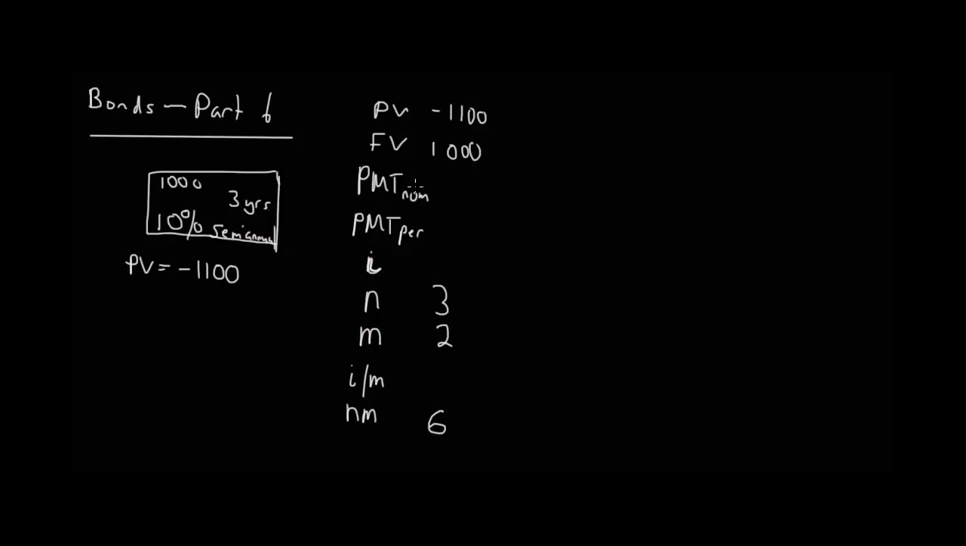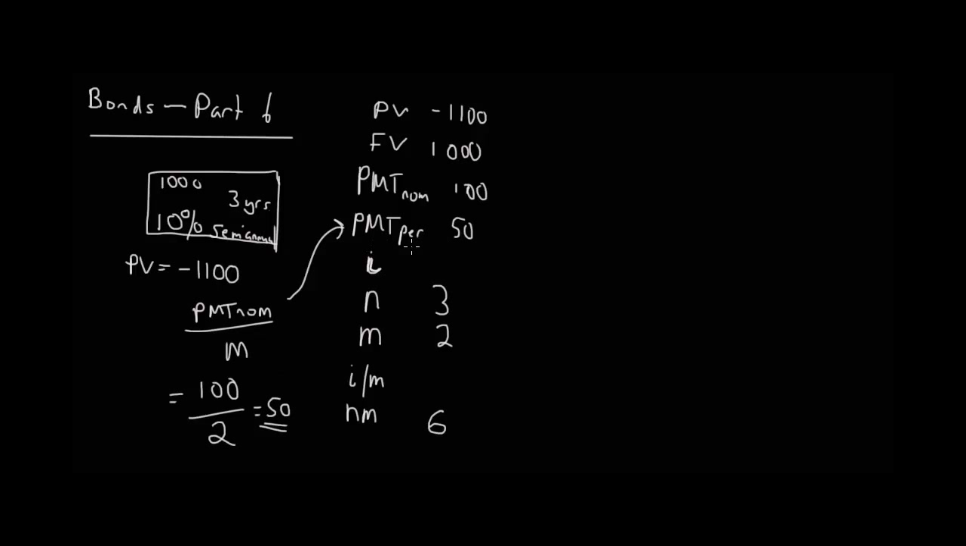Now, the PMT non is 10% of 1,000, which is 100. Our periodic payment, all we need to do for PMT per is take the PMT non and divide it by M. So over here we would be dividing $100 by 2, since it's semi-annual. So it's going to be 50. So our periodic payment is going to be $50 every 6 months for 6 periods.